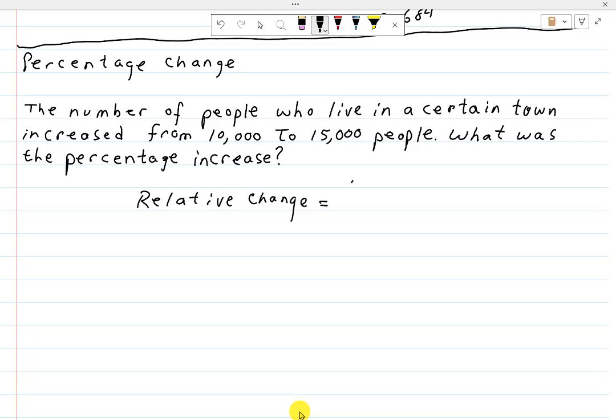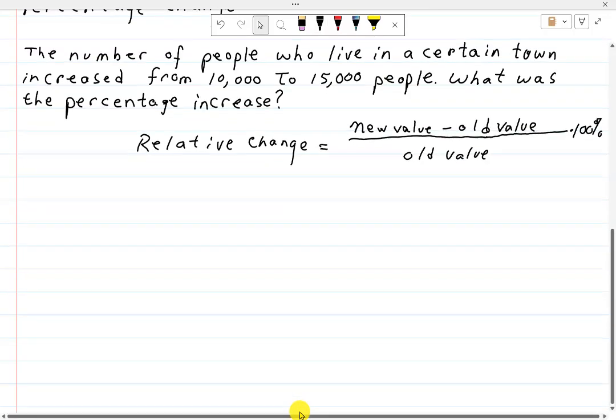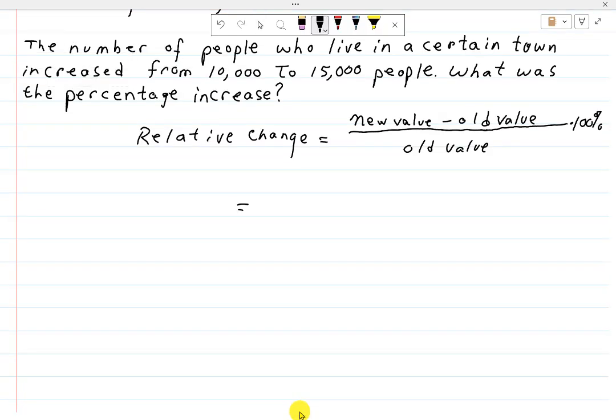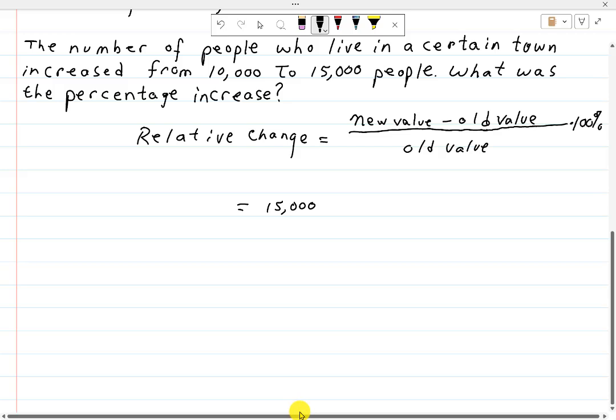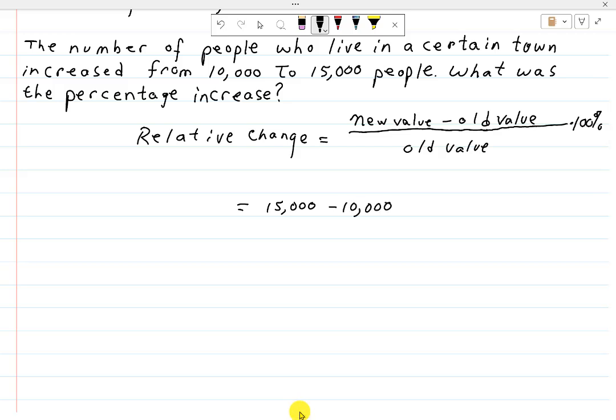So the formula goes like this. You have the new value minus the old value, divided by the old value, because you're comparing the new value with the old value, and then finally multiply by 100%. So let's use that in this example here. So the new value is 15,000, and the old value is 10,000, and we're going to divide by the old value, which is 10,000. And then to make it a percentage, we're going to multiply by 100%.